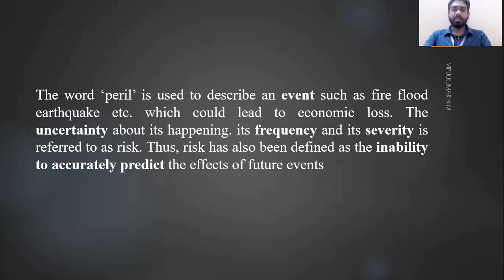Here we are using two terms, risk and peril, in the insurance industry. Peril is the cause which leads to the loss. Once again, the word peril is used to describe an event such as a fire, flood, earthquake, etc. These are natural calamities which lead to loss. That is why it is considered as peril, and this term is often used in the insurance industry. Risk has also been defined as inability to accurately predict the effects of future events.